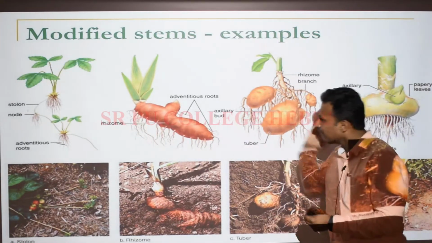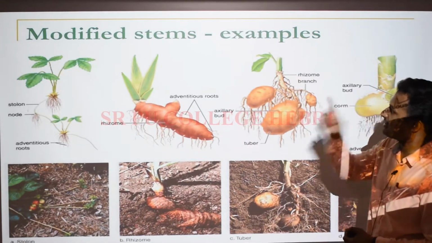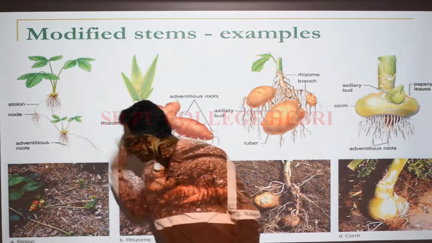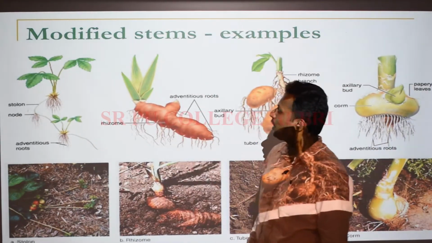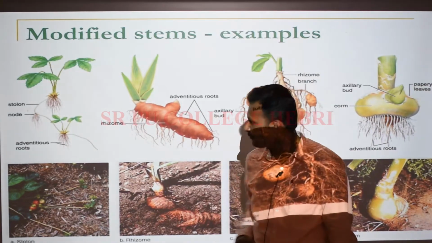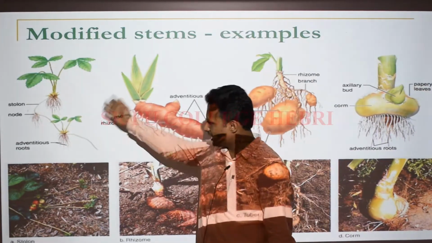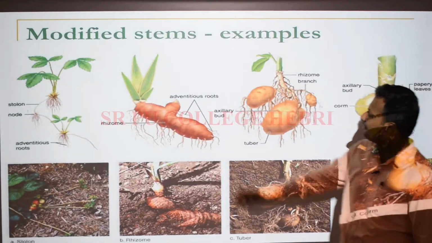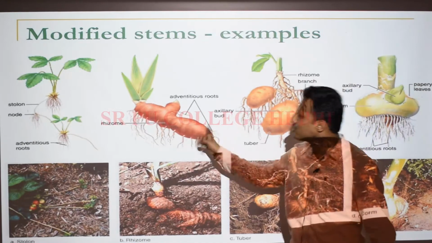And now here we are seeing the modification of the stem for various purposes. Here you are seeing the stolon, okay, stolon in the case of jasmine or mint, pudina. I am going to show the stolon clearly in the next picture. Here you just see the adventitious roots growing from the rhizome.